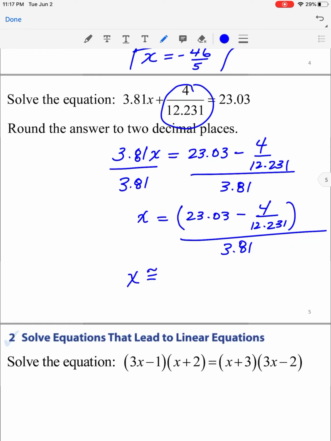X is approximately 5.9588. But let's make sure we read instructions. The instructions say round to 2 decimal places. So X is approximately 5.96.